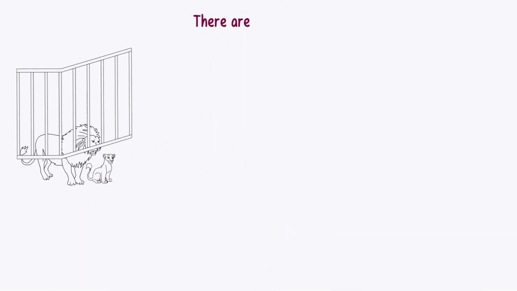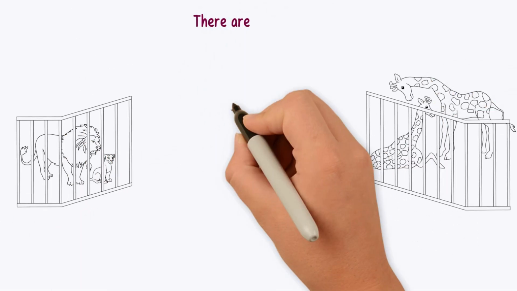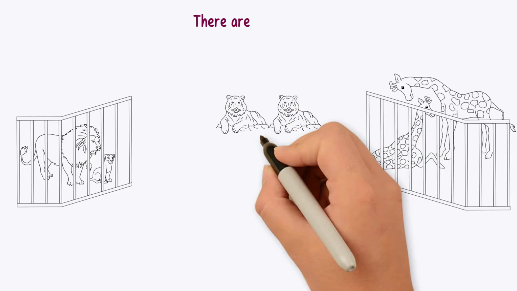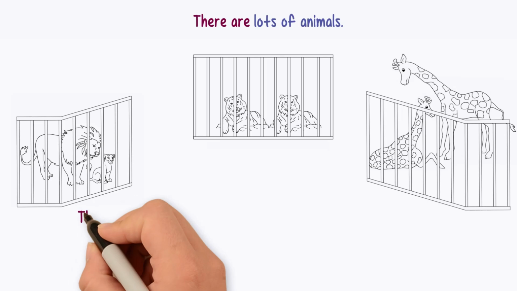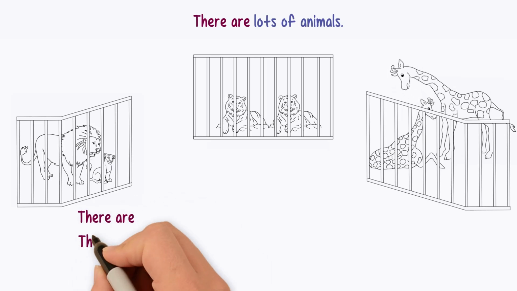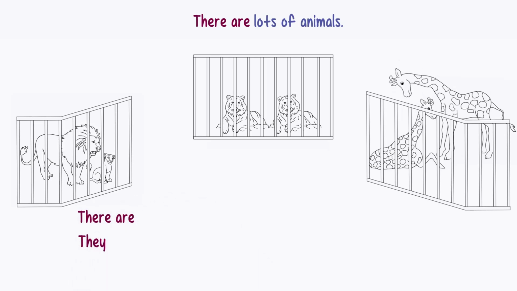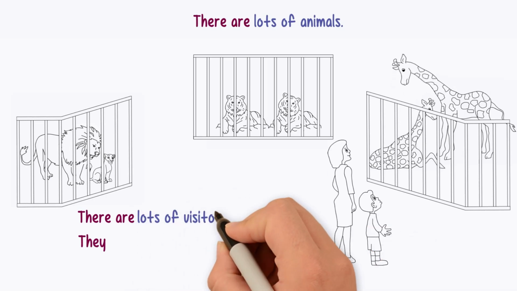We use there are for more than one thing. There are lots of animals. After there are, we use they. There are lots of visitors. They love the zoo.